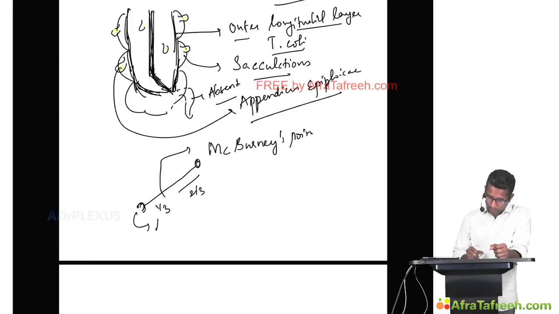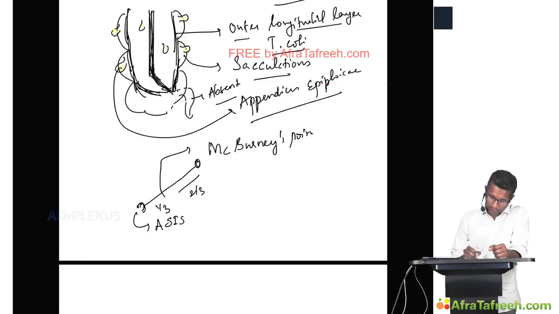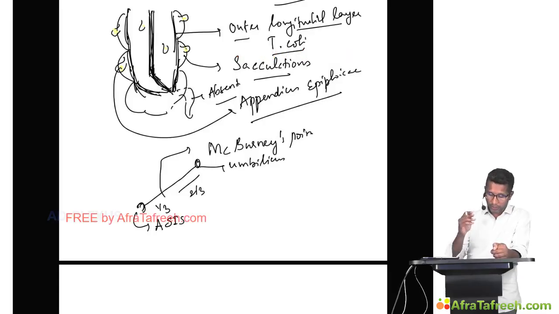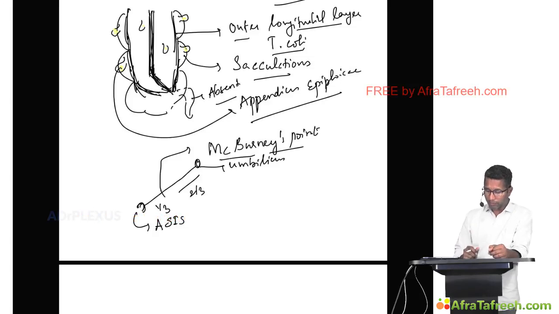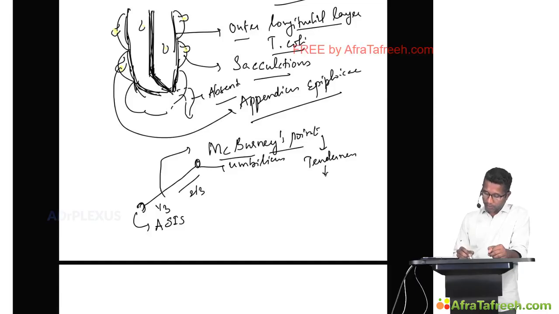What is this bony landmark? This is the anterior superior iliac spine. And what is this? This is the umbilicus. When you draw a line connecting these two, and take the junction of the lateral 1/3 and medial 2/3, that point is called McBurney's point. Tenderness at McBurney's point tells you that the patient is suffering from appendicitis.